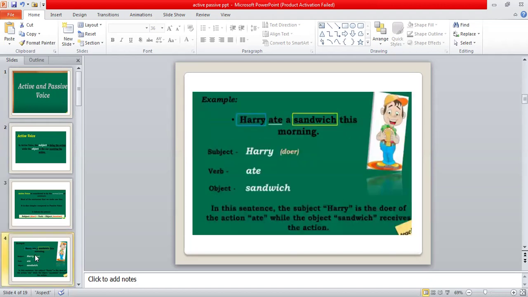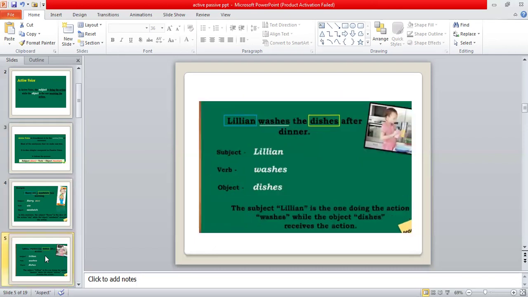Like you can see over here in the example, Harry ate a sandwich this morning. In this sentence, Harry is the subject, ate is the verb, and sandwich is the object which is receiving the direct action of the subject, which is Harry. So this is an active sentence. It has been written in the active voice. Lillian washes the dishes after dinner. In this sentence, again, Lillian is the subject, washes is the verb, and dishes is the object. So again, this sentence has been written in the active voice.